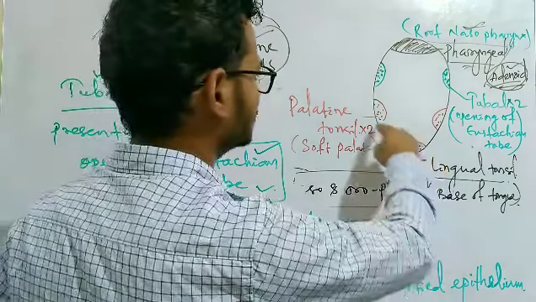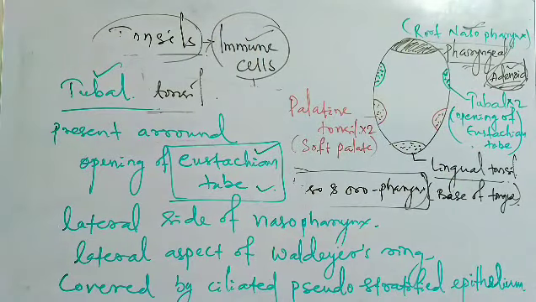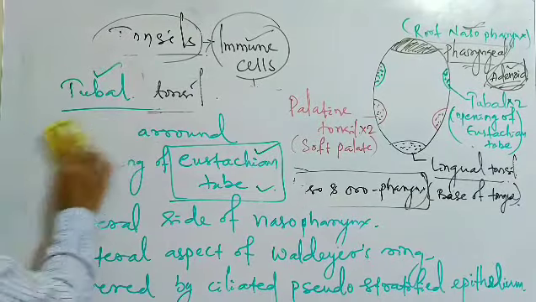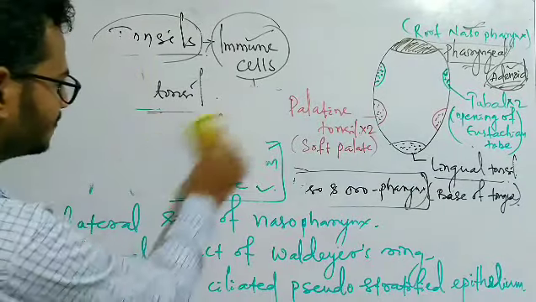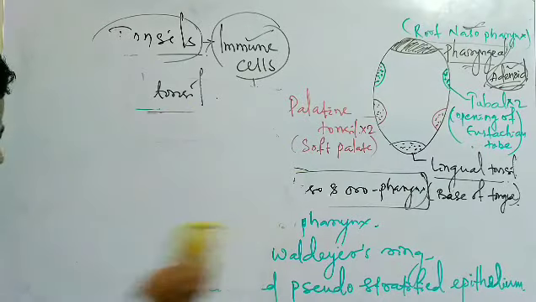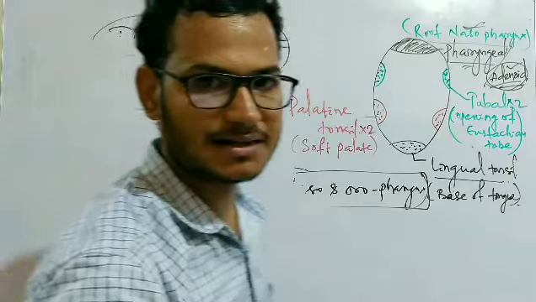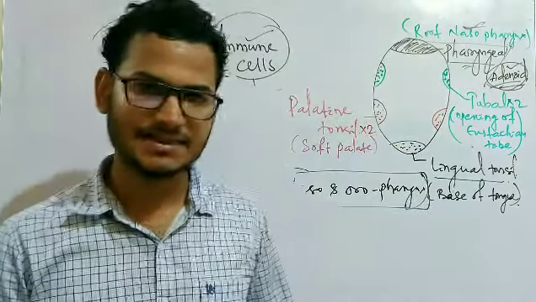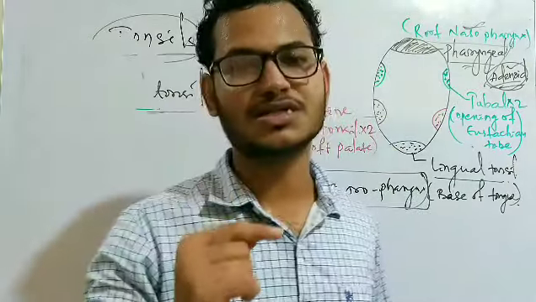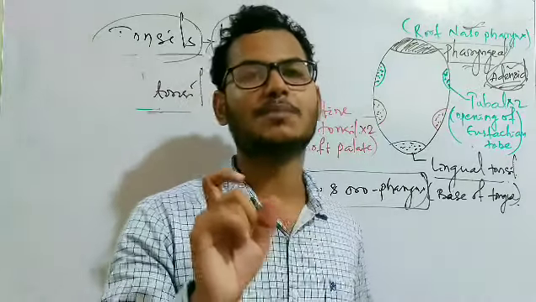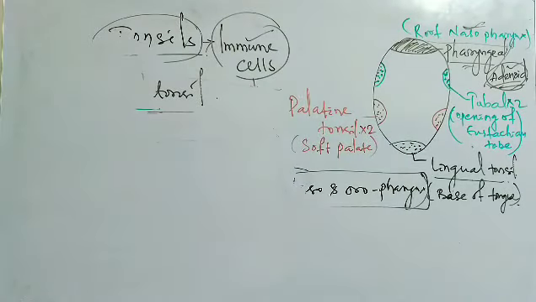Then finally we will go to the palatine tonsil, which is also present in pair, and its location is in our soft palate. So where is our soft palate? We have studied while discussing the palate, the hard palate which is present anteriorly and the soft palate which is present posteriorly. Hard palate is supported by bone, but soft palate is not supported by any bone. Clear? So let's go for the palatine tonsil.